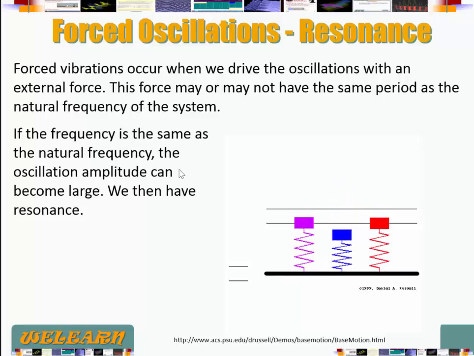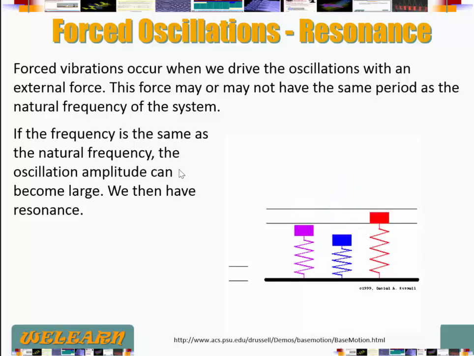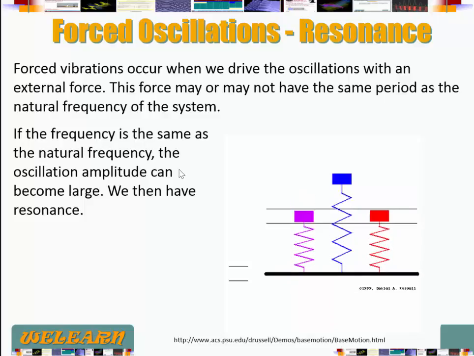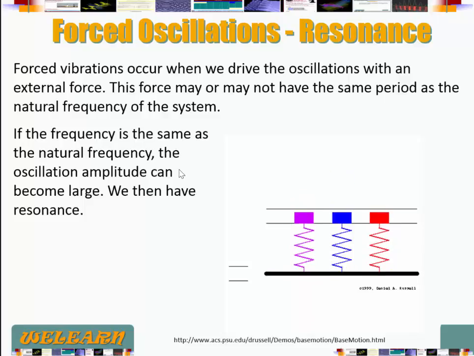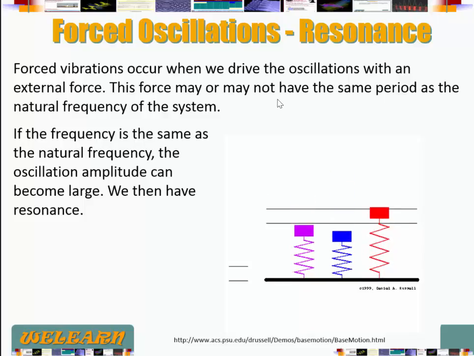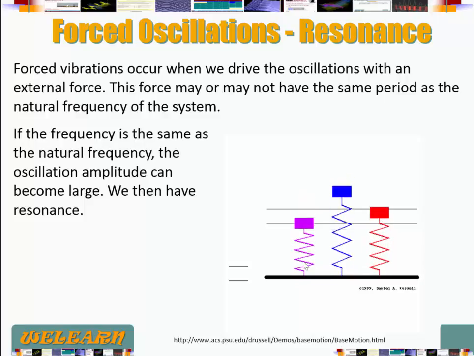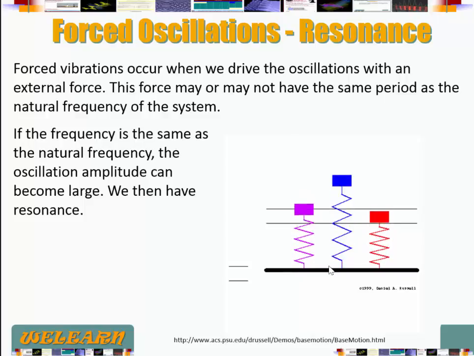Because of damping, to get an object to oscillate at a regular rate, what we usually do is what's called forced oscillation. Forced oscillation occurs when we drive the oscillation with an external force. For example, what we see here.